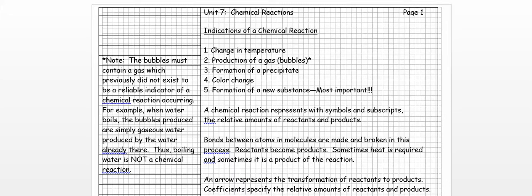Let's take a look at number 3, the formation of a precipitate. What do we mean by a precipitate? Well, if I put two liquids together, and I notice that when I put them together a solid forms in the bottom of the test tube. Let's say I put them in a test tube. A solid falls to the bottom of the test tube. That solid did not exist before. That's a new substance, and we call it a precipitate. If you see a precipitate, that's an indicator that a chemical change has occurred.